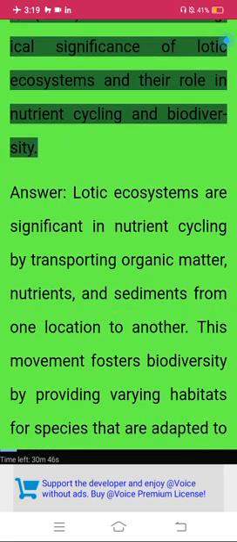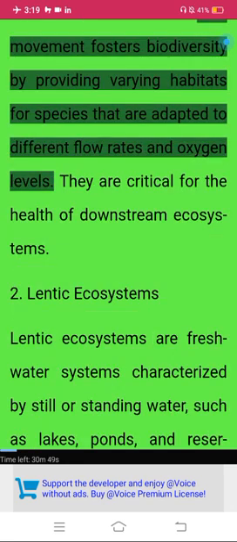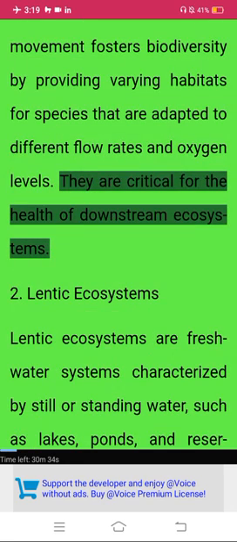Previous year question. Q1 2018: Discuss the ecological significance of lotic ecosystems and their role in nutrient cycling and biodiversity. Answer. Lotic ecosystems are significant in nutrient cycling by transporting organic matter, nutrients, and sediments from one location to another. This movement fosters biodiversity by providing varying habitats for species that are adapted to different flow rates and oxygen levels. They are critical for the health of downstream ecosystems.